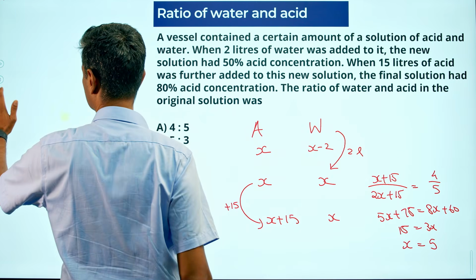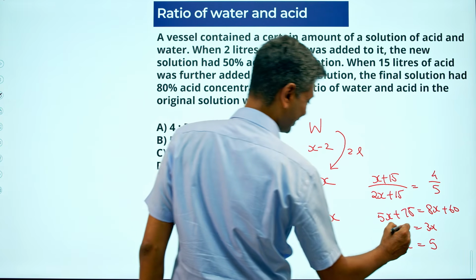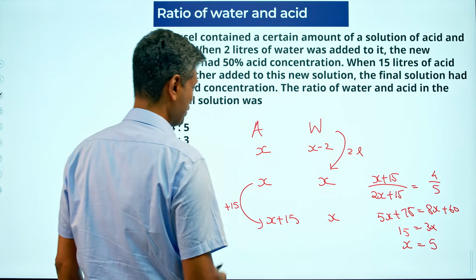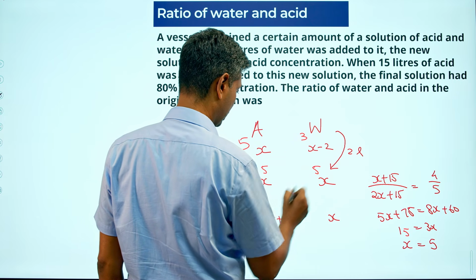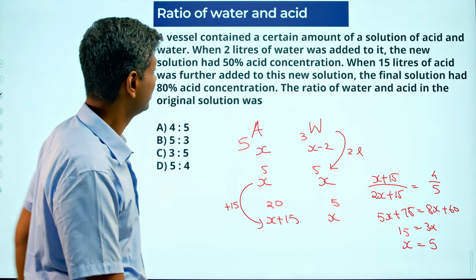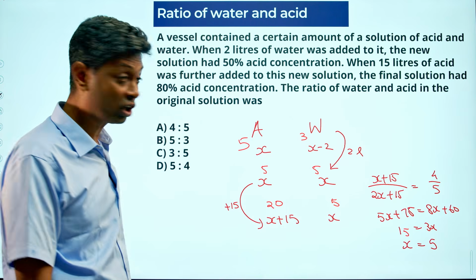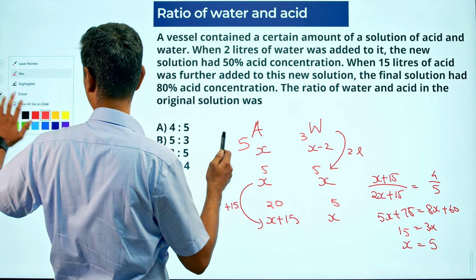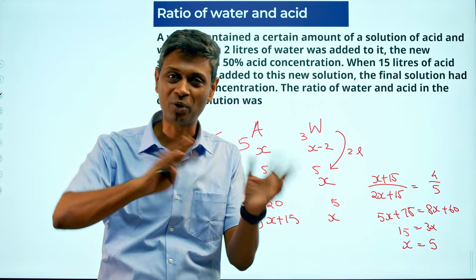That number simply doesn't look like 15, so I'm going to make it look very clearly like 15. So x is 5. Initially we had 5 liters of acid and 3 liters of water, then we went to 5 and 5, then we went to 20 and 5. Nice, brilliant. The ratio of water and acid in the original solution is not 5:3, it is 3:5. Just be a little careful, it's asking us for water to acid.